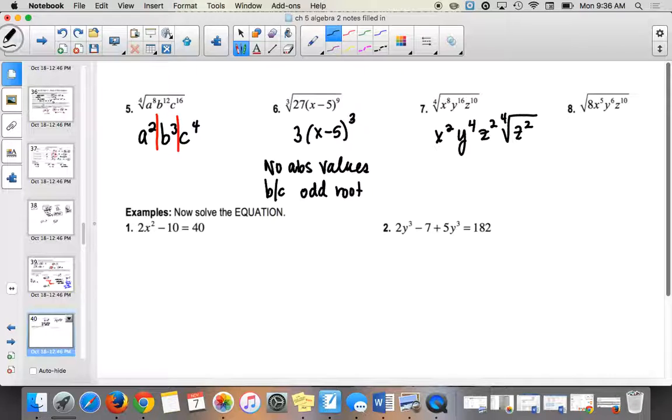I'm confused. So you said like we put an absolute value when it's an odd number? If it's an even root first, and you end up with something with an odd power. Not an odd number, but an odd power. All right, so this one.